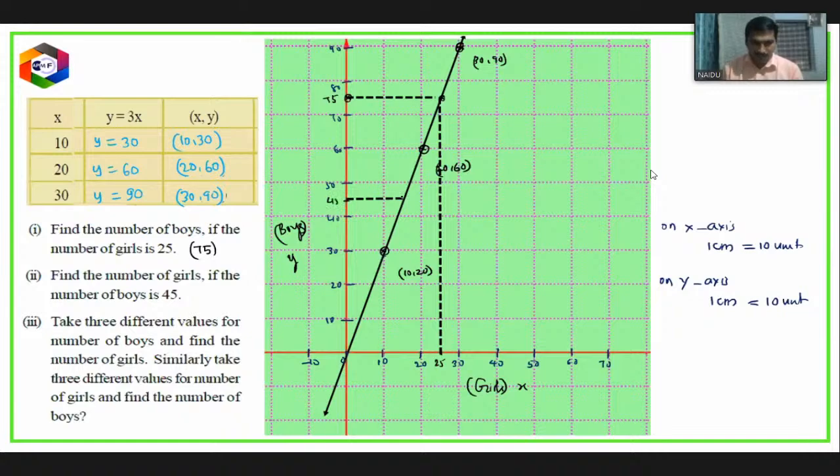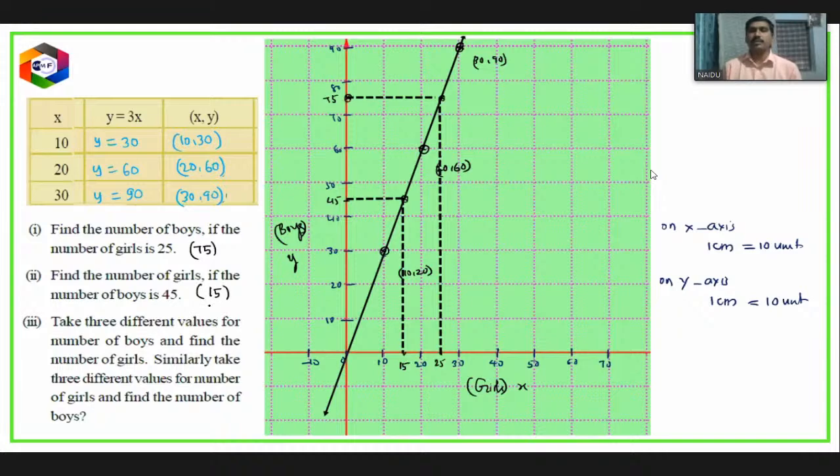Now for this point, I have to know the x value. To find this, let us draw a line parallel to the y-axis, which intersects the x-axis. Observe children, how I am drawing it. Observe keenly. If you can observe, it lies exactly in the middle of 10 and 20. So this point must be 15. That means if the number of boys is 45, then the number of girls, on the x-axis, will be equal to 15.